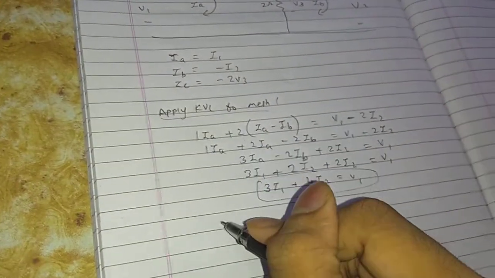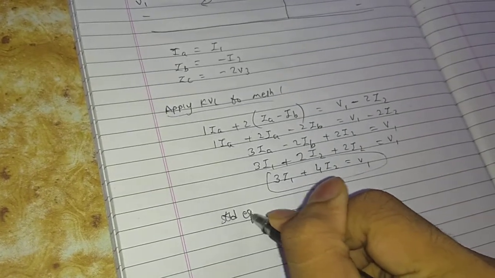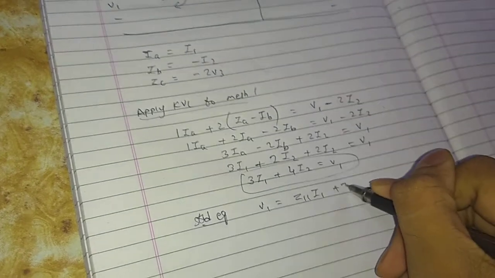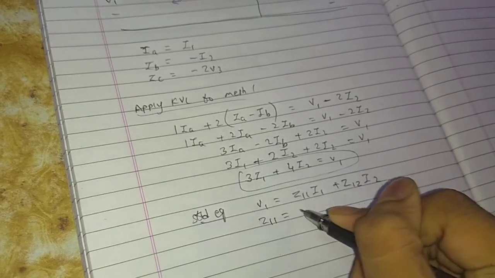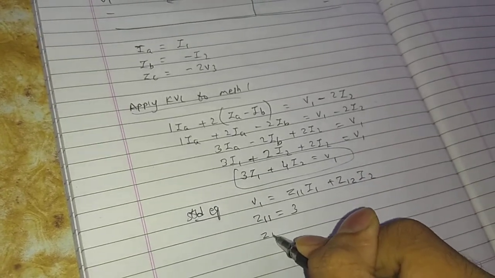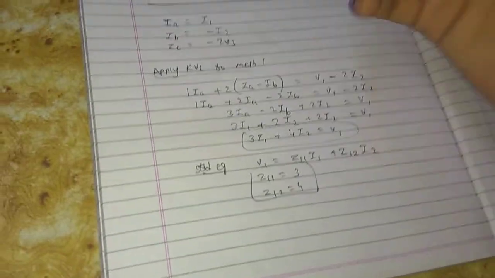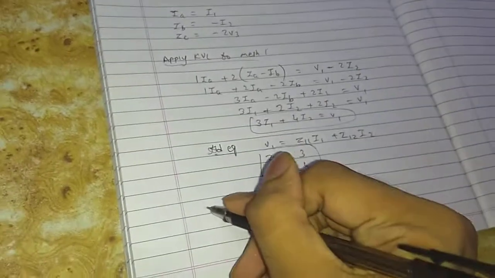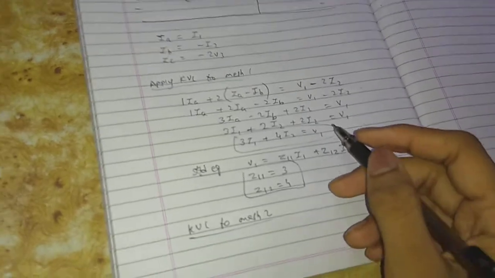Now we compare it with the standard equation. The standard equation says V1 is Z11 I1 plus Z12 I2. Comparing, we got the values: Z11 is 3 and Z12 is 4. Remember this, we got this value. Now going forward and applying KVL to mesh 2. Let us start. KVL to mesh 2. Let's quickly write.